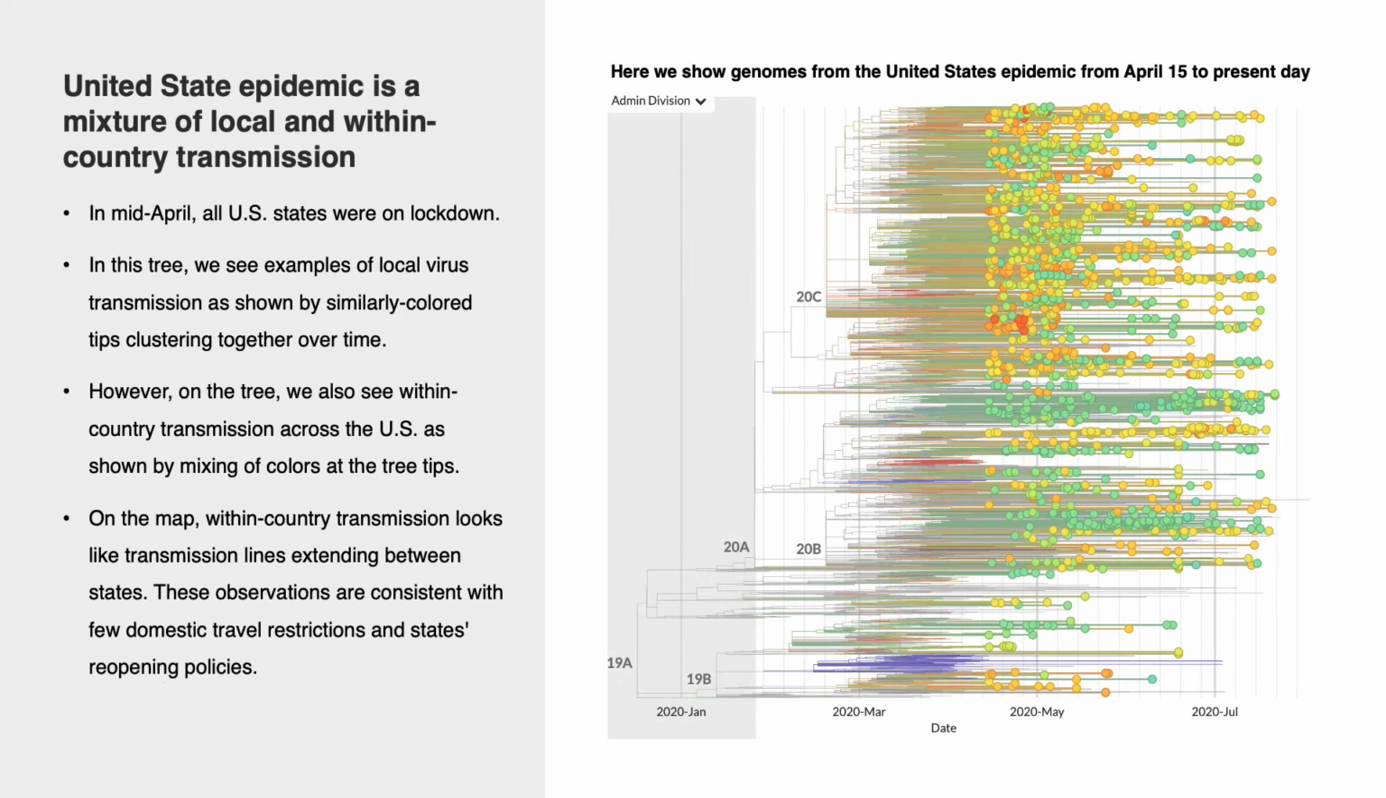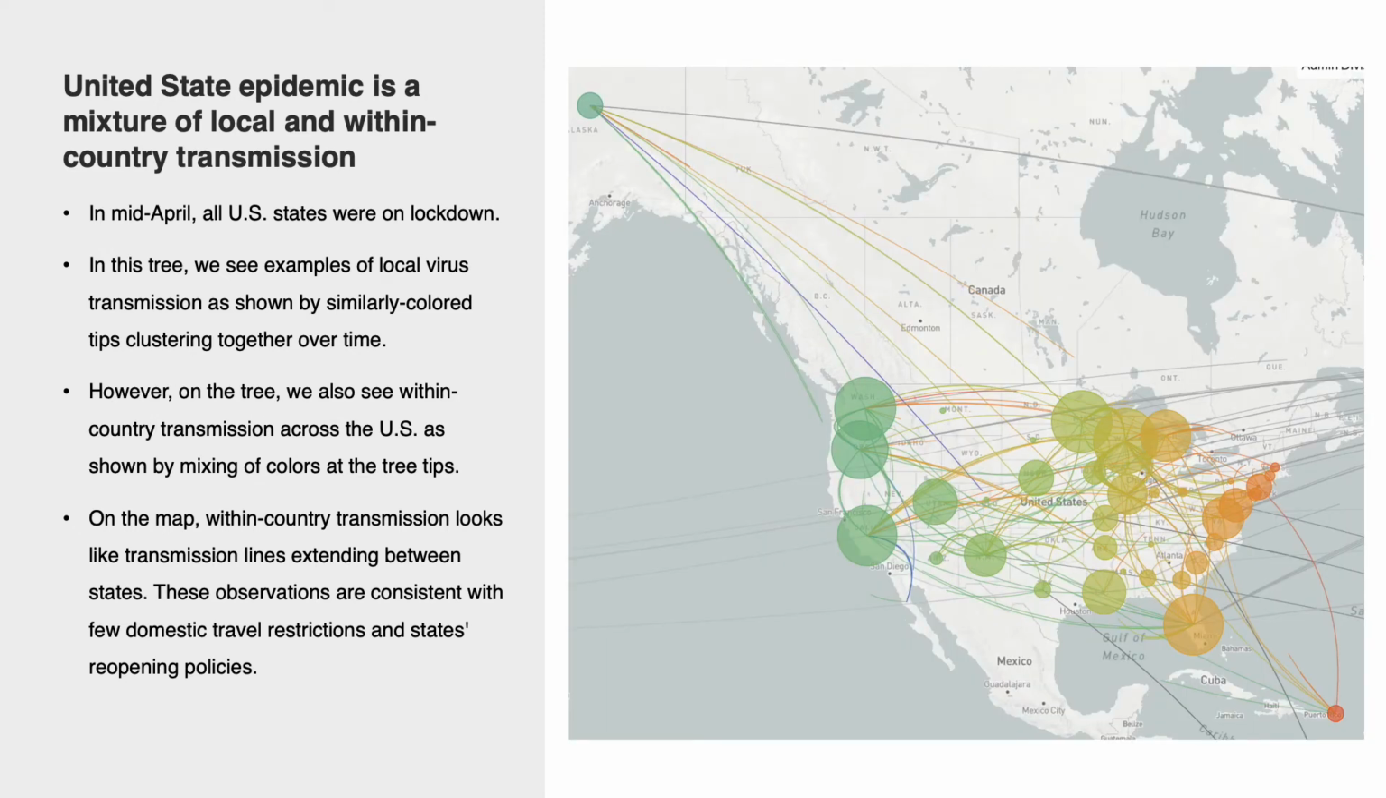In mid-April, all U.S. states were on lockdown. States have since implemented heterogeneous reopening policies. In this tree, just like the trees for other regions, we see examples of local virus transmission as shown by similarly colored tips clustering together over time. However, on the tree, we also see within-country transmission across the US, as shown by mixing of colors at the tree tips. On the map, within-country transmission looks like the transmission lines extending between states. These observations are consistent with few domestic travel restrictions and states' reopening policies.